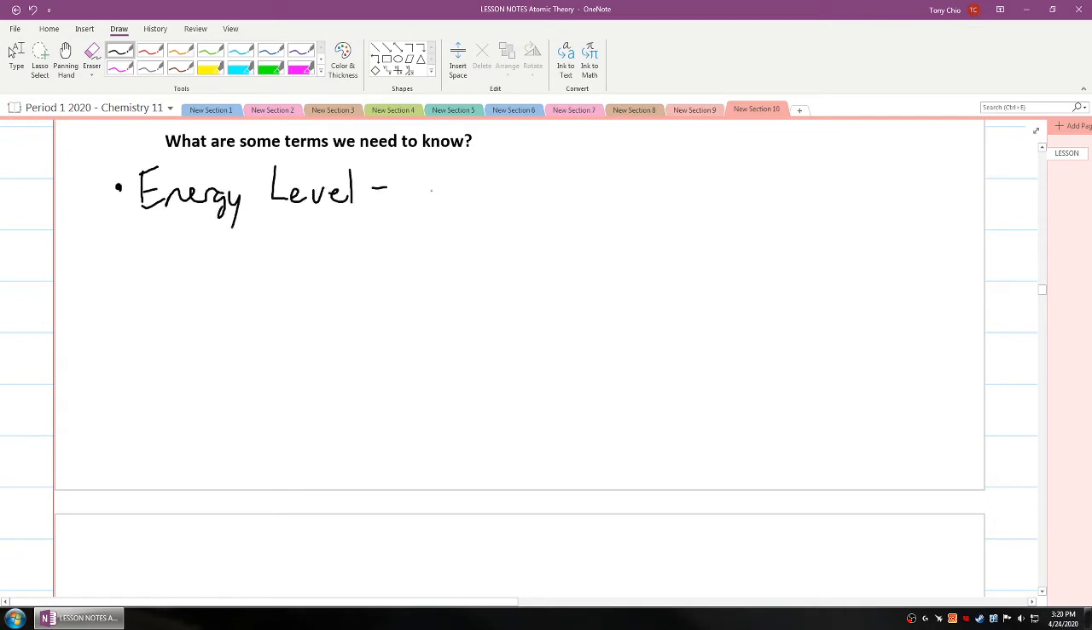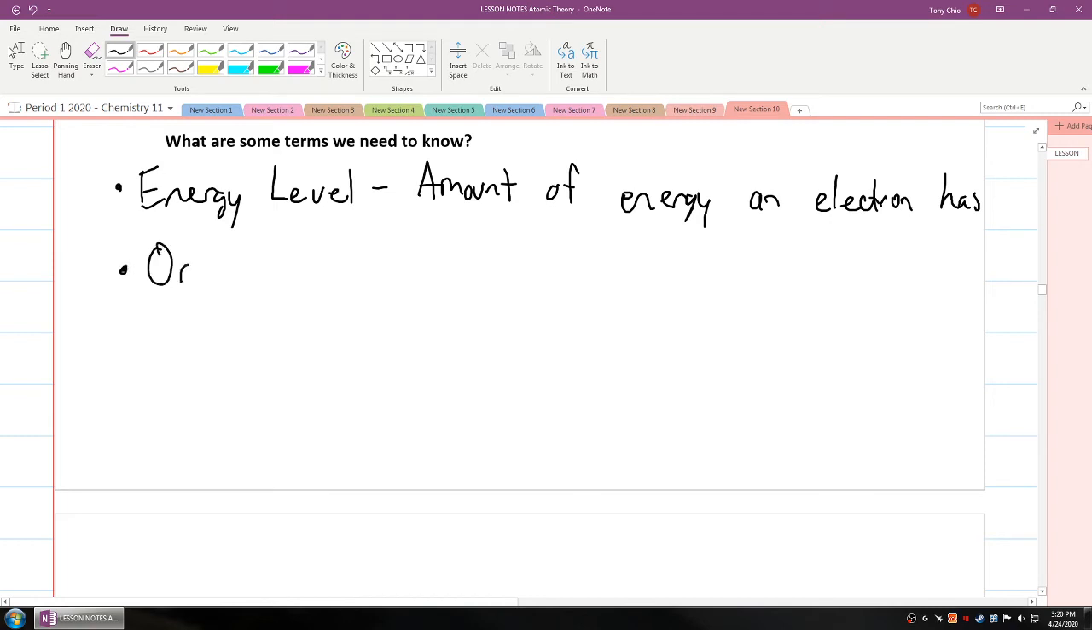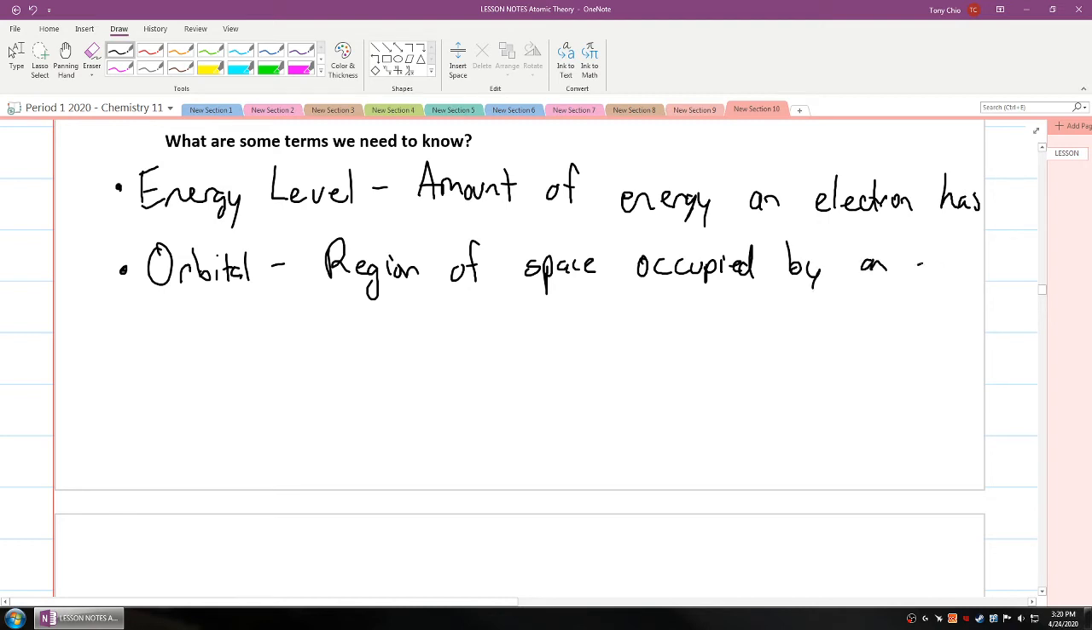An energy level is the amount of energy an electron has. The second term, orbital. Orbital is the region of space occupied by an electron in a given energy level.